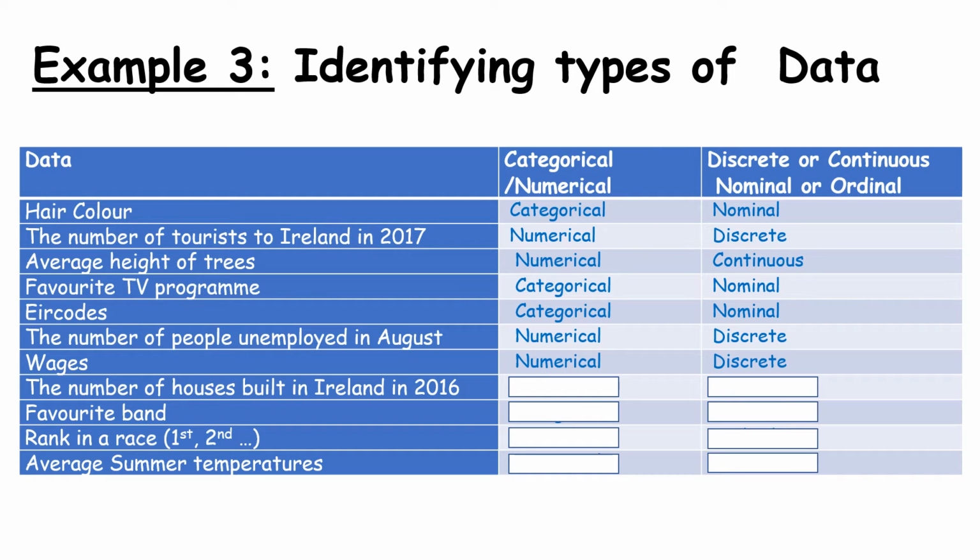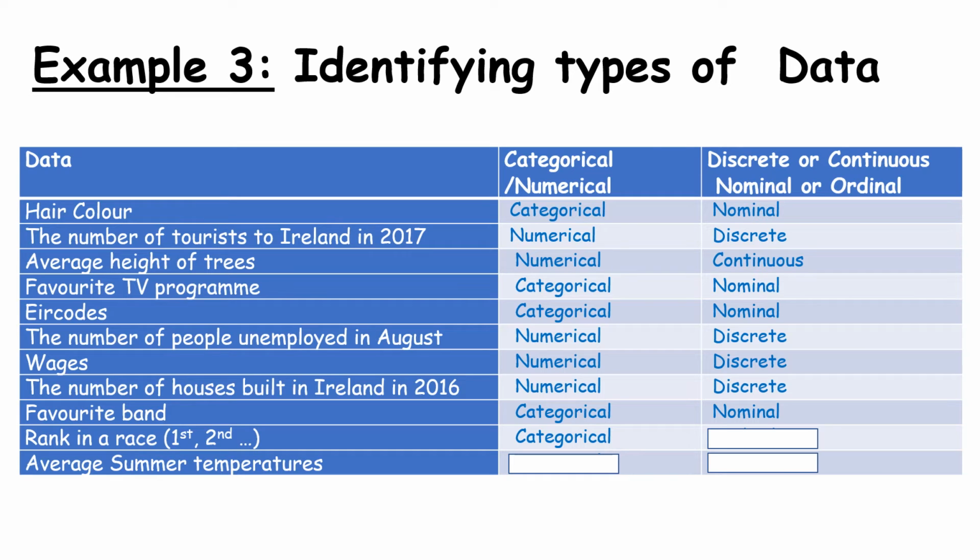The number of houses built in Ireland in 2016, that is numerical. Again, you're counting, so it is discrete. Favorite band, the answer will be categorical. And again, there's no order to it, so it is nominal. Your rank in a race, first, second, third, that's actually categorical, not numerical. Be careful. First, not one, it's first, second, third. Think of what year you're in school. There is an inbuilt order there because coming first puts you ahead of somebody coming second and so on. So this is ordinal. Average summer temperatures, that is numerical, and we measure temperature, so that is continuous.